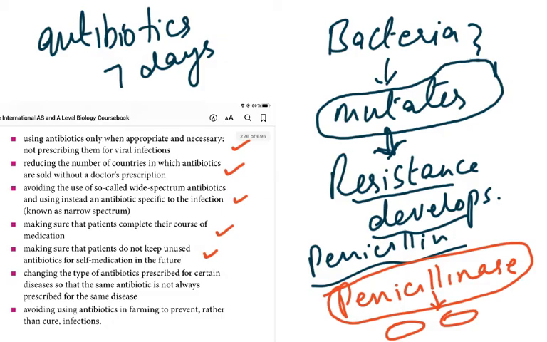Changing the type of antibiotics prescribed for certain diseases so that the same antibiotic is not always prescribed for the same disease. Like, for instance, we give a certain antibiotic for the disease called cholera. So we should keep on changing it so that the resistant strains do not develop.